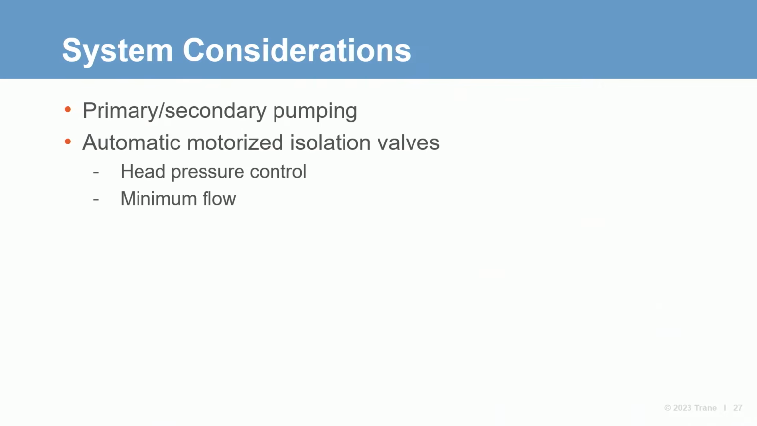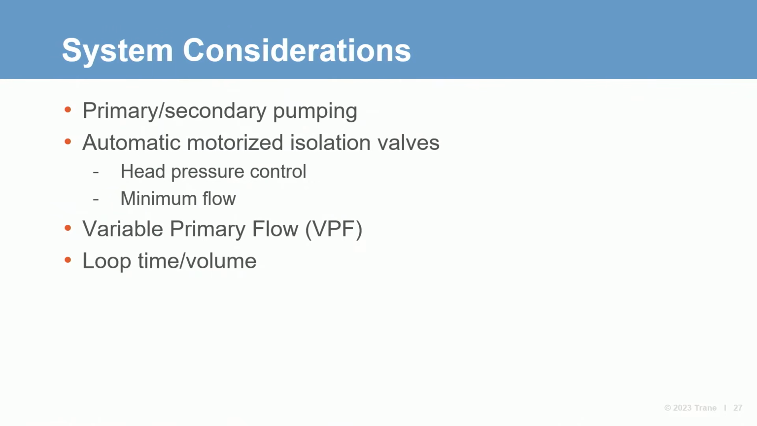Now that we understand equipment considerations specific to modular chillers, we can now explore some system considerations. In this section, we will look at system pumping examples, chiller features related to pumping strategies, variable primary flow pumping, and system loop volume considerations.